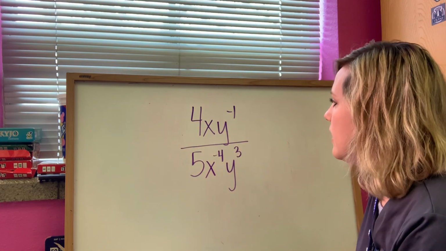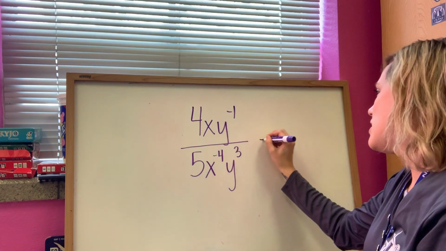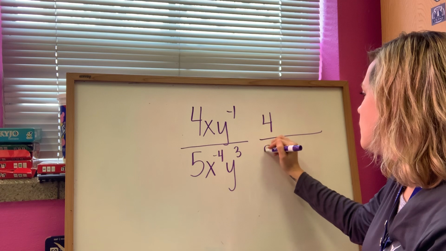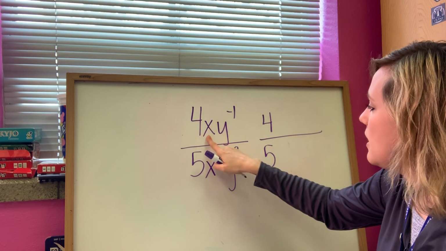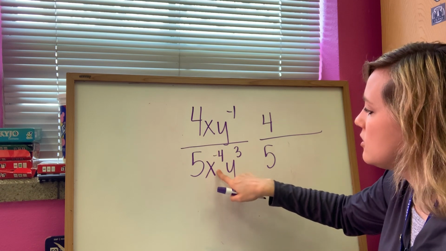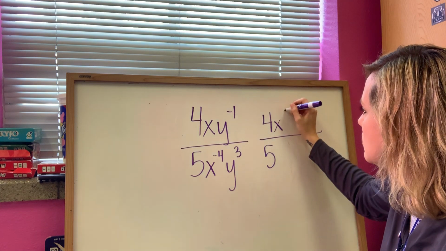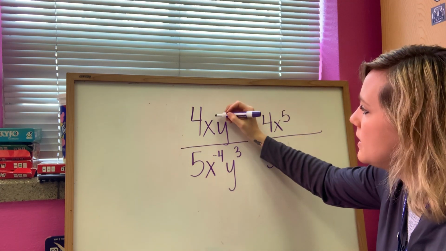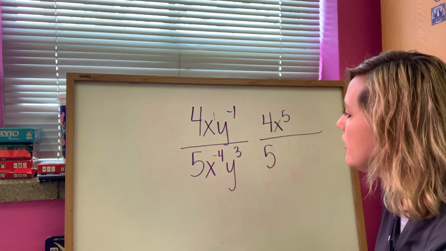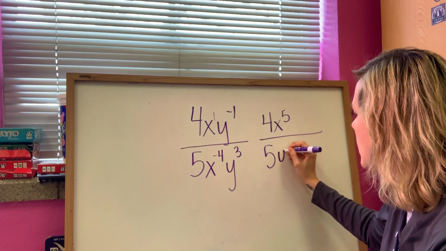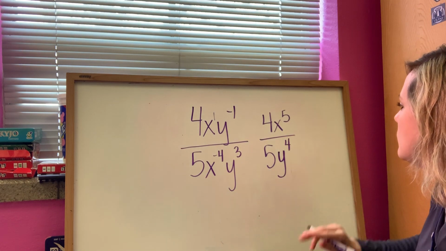Whew. Okay, so first we want to reduce 4 over 5, which you can't. So I'm just going to rewrite it, 4/5. Okay, this x is fine, it's a positive, but these ones are negative, so those ones are going to come up here and join those, which is going to give us x to the 5th power, because 4 plus the 1 would give us 5. And then these y's are going to move down here and combine with those y's, and we're going to have y to the 4th. I don't have any negative exponents in my answer.